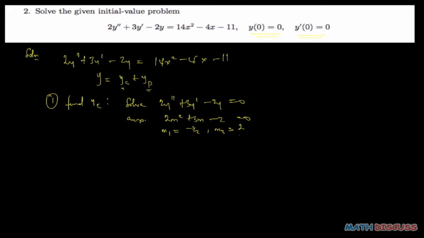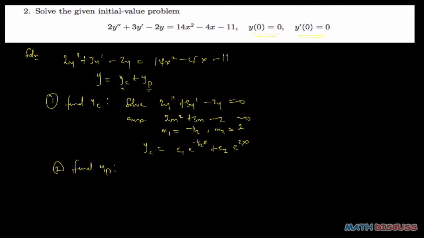So since we have distinct solutions, that implies that the complementary function is going to be c1 e^(-x/2) + c2 e^(2x). Now that is your complementary solution. The next thing is we want to find yp. We want to find a particular solution.